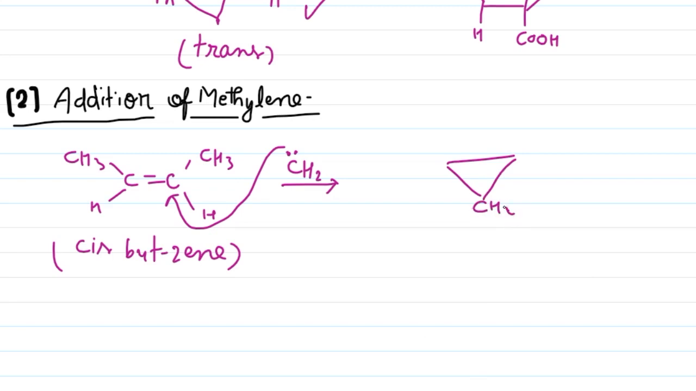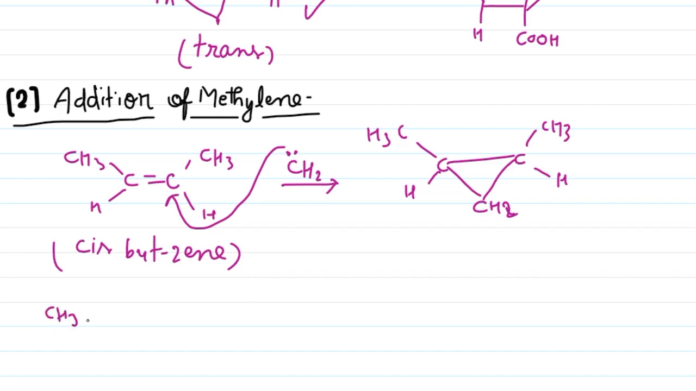CH2. This is a carbon and carbon. Here a methyl group is present and one hydrogen. Here a methyl group is present and one hydrogen atom. If trans-but-2-ene reacts with carbene, it forms a trans cyclic compound.